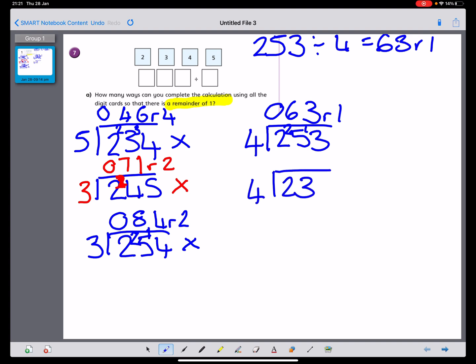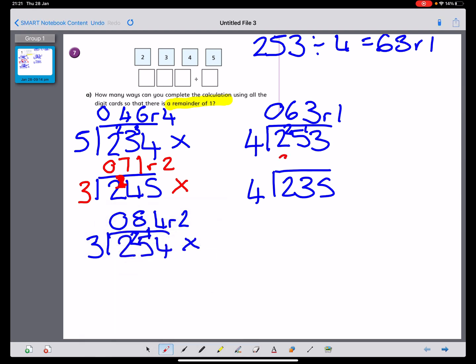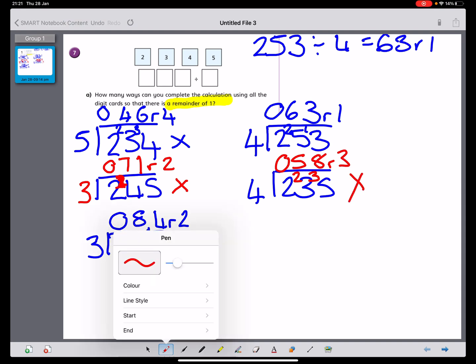So I could then have 2, 3, 5. Again, I'm going to swap the colours just so that you can see clearly the difference. 4s into 2 don't go. 4s into 23 go 5 times with 3 left over. 4s into 35 go 8 with 3 left over, so that does not work.